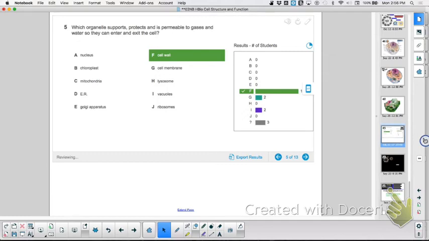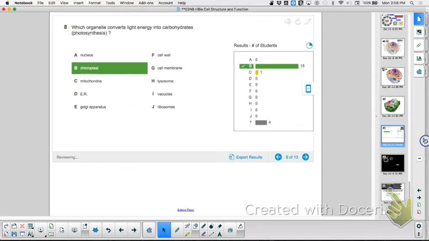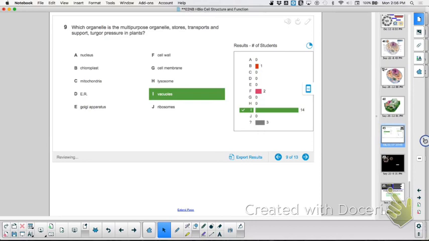Cell wall is about protecting and supporting. I would not say the cell membrane is about protecting. The cell membrane's primary goal is to let things go what? In and out. Determines what goes in and out. I would also say vacuoles are not about protecting. The other things, yes, but not about protecting. Control center, nucleus, not the mitochondria. Why would I say the nucleus is the control center? It has the DNA. Okay, chloroplasts do photosynthesis, not mitochondria. Stores, transports, turgor pressure in plants, that is a vacuole.